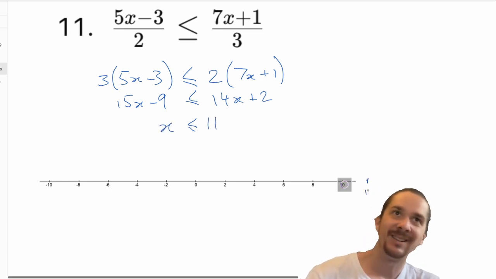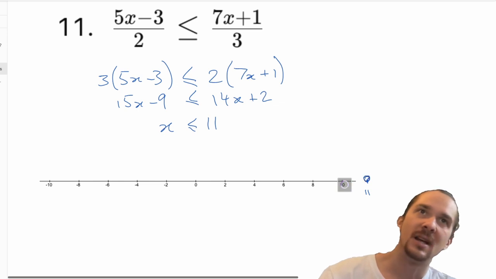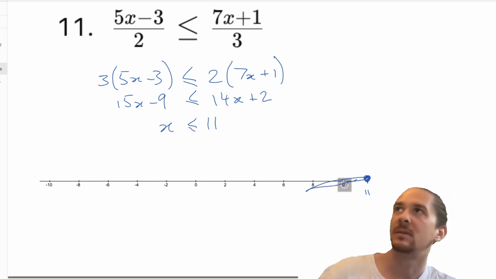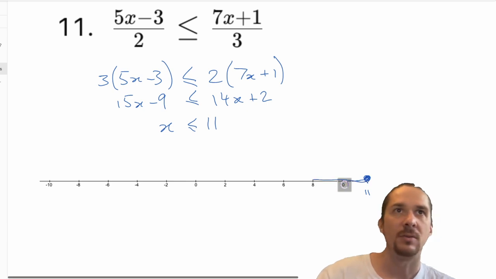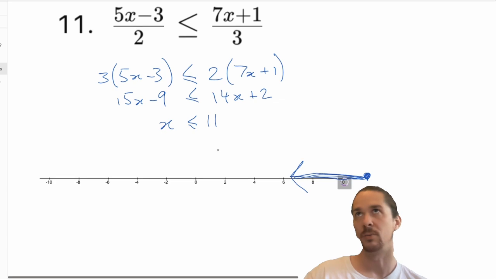Now on the number line here, less than or equal to, I'm going to just add in the 11, maybe extend the line a bit, and then all we have to do is show that we're interested in values in this direction. x is less than or equal to 11.